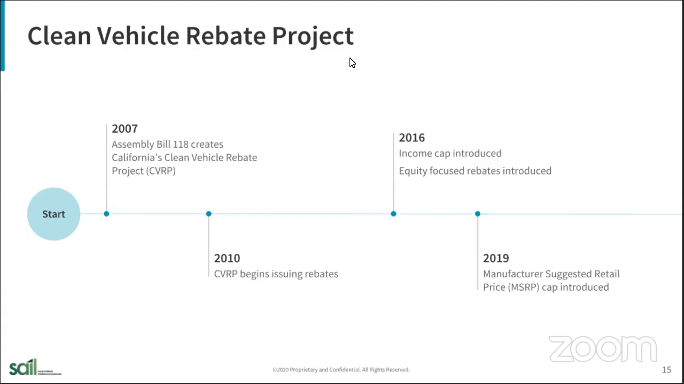And to further narrow the population of interest, in December 2019, CVRP introduced a manufacturer's suggested retail price cap. Similar to the income cap, the MSRP cap focuses away from vehicles that appeal to those with higher wealth. And again, the idea was moving away from people who can afford very expensive electric vehicles to those who can possibly have a lower income and purchase lower priced electric vehicles.